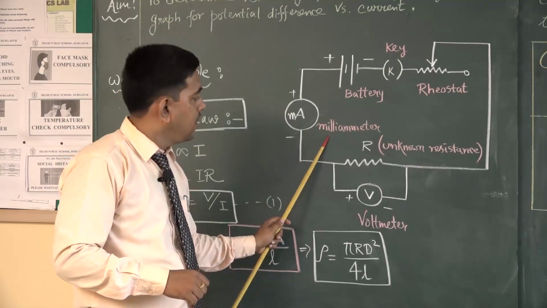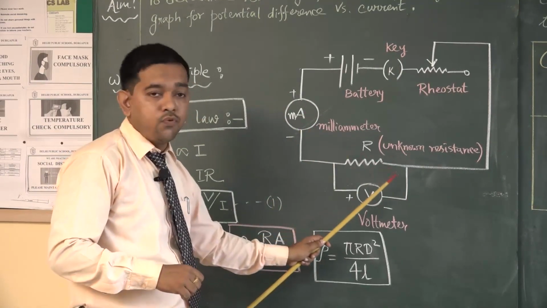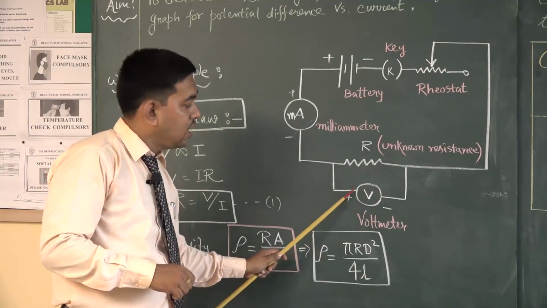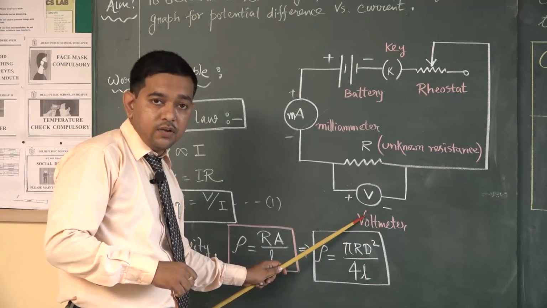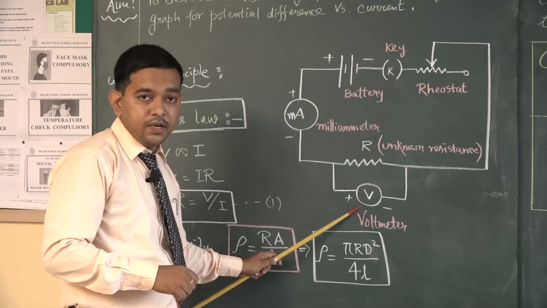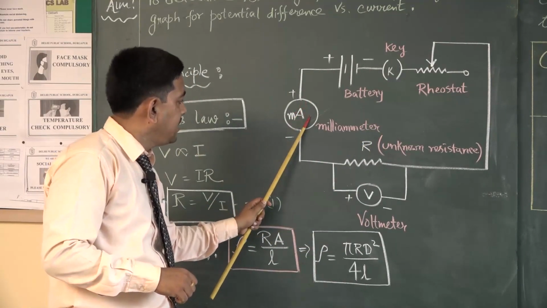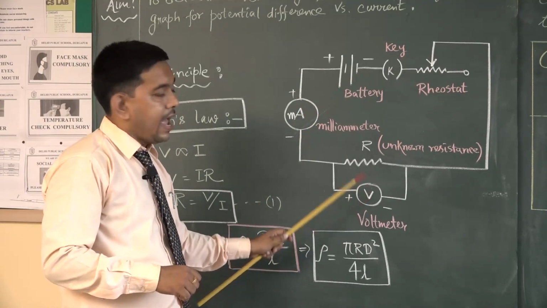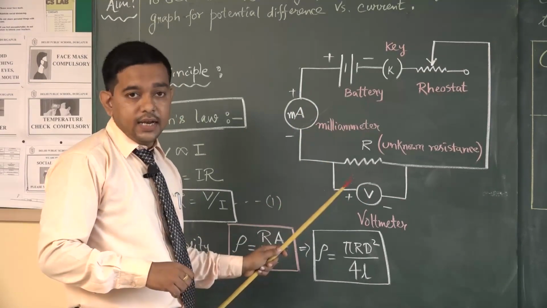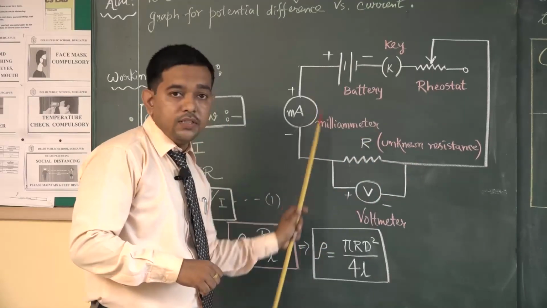We will note down that value. Since this much current is flowing through this particular resistance, the potential drop will also vary, which will be shown by this millivolt meter. So we will vary the rheostat, take the readings from the milliammeter and the millivolt meter, and write all the data in the table.